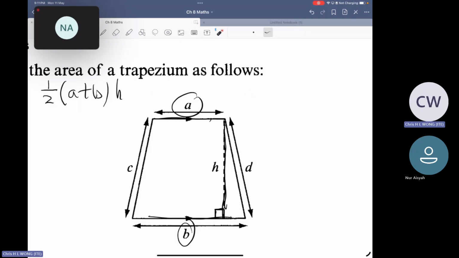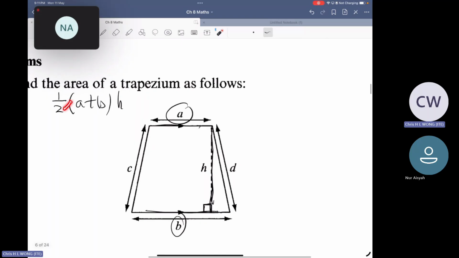So half bracket A plus B times the height. So this is A times, times here. Half times A plus B times the height. That's the formula.